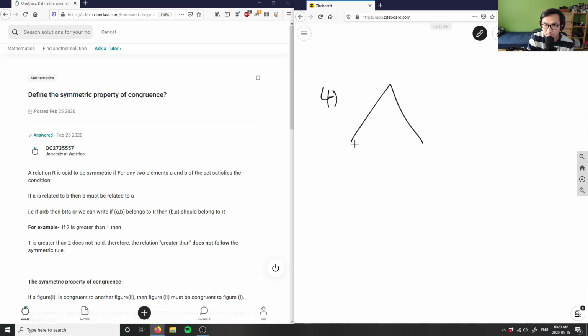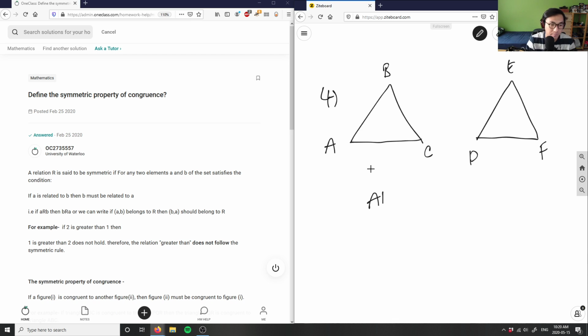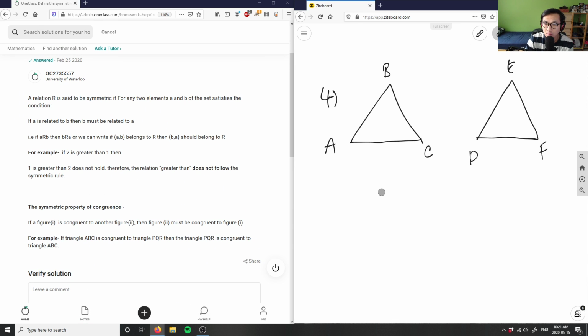So if I have some triangle here, ABC, and I have another triangle, hopefully about the same size, and this is DEF, and these are congruent with each other. So if I know that ABC is congruent to DEF, then triangle DEF would also be congruent to triangle ABC. And that's all it's doing. If this triangle is equal to this triangle, then this triangle must be equal to this triangle. And that's it. So that's literally the symmetric property of congruence.